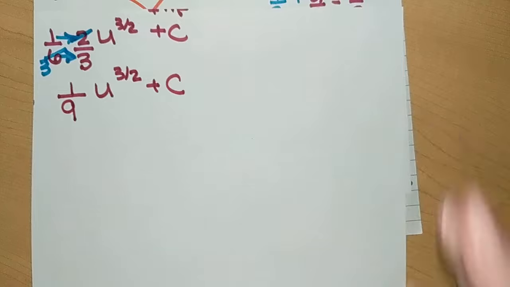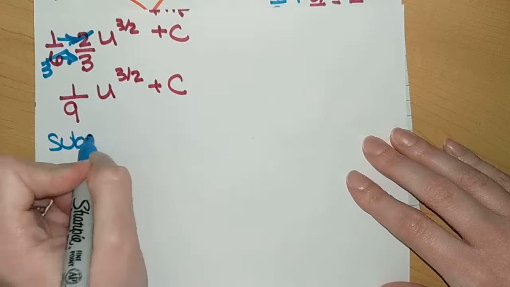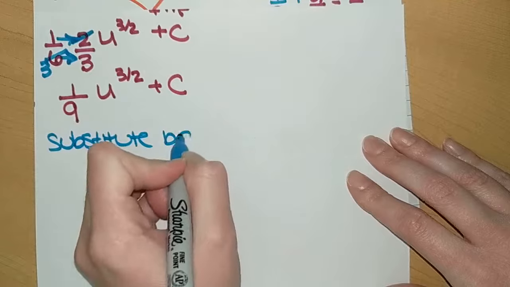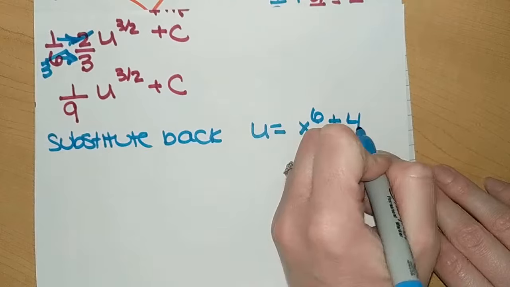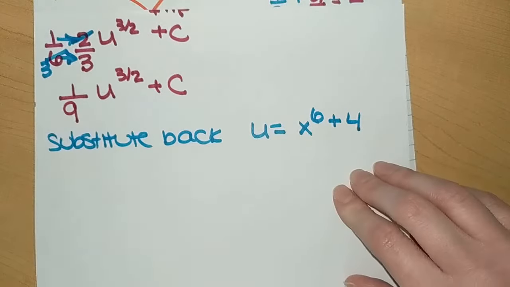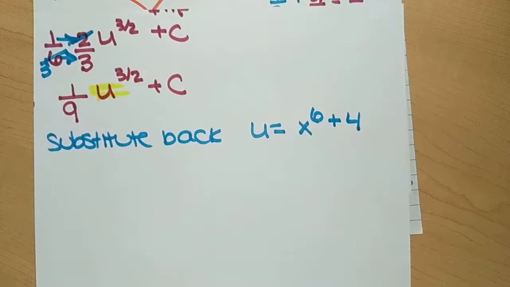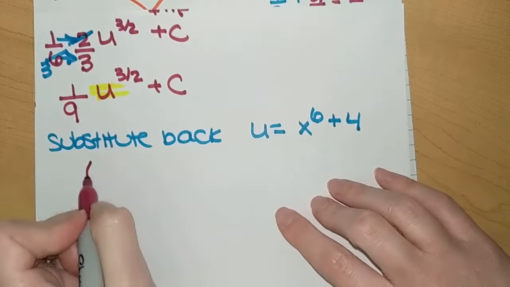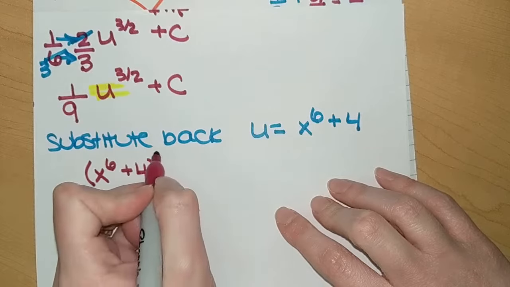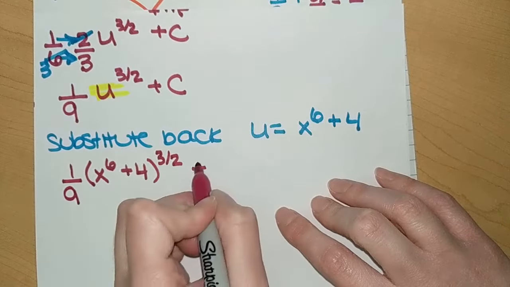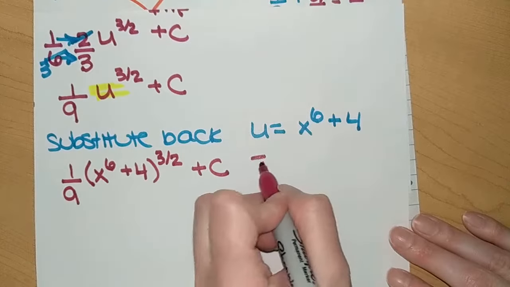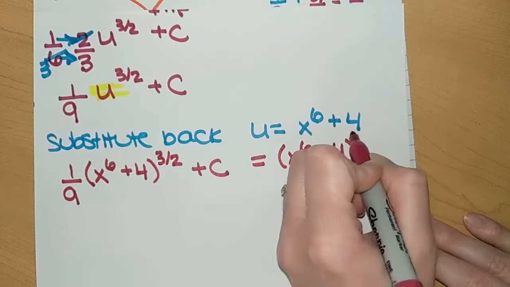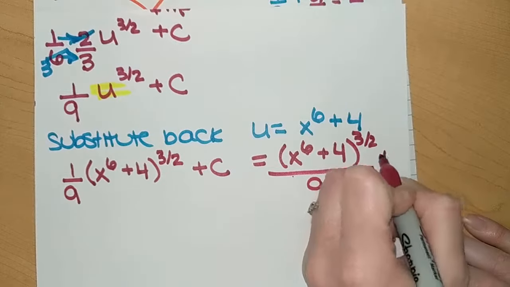And now for our third and final step, we're going to substitute back what u is equal to. Our u definition was that u is equal to x to the 6 plus 4. So that's what we're going to plug in for u. This u, because it's two terms, will need parentheses around it, and will get replaced with x to the 6 plus 4 to the 3/2 times the 1/9 plus c. Now, you can write it in that formulation. Again, a lot of it depends on what the answer key has, but of course you could also write this as x to the 6 plus 4 to the 3/2 all over 9 plus c, and that would be fine as well.